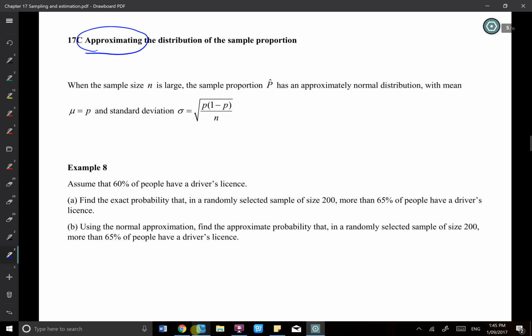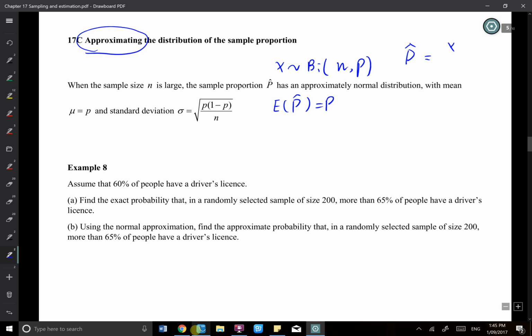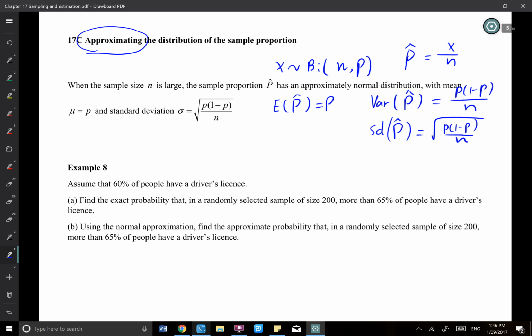So you know that the expected p hat is p, because x is binomially distributed with n comma p, and p hat equals x over n, and therefore expected p hat must be p. The variance of p hat is p(1 minus p) over n, and the standard deviation is the square root of that. Before, we used the x distribution to work on probabilities, but now I'm not jumping back to x. I'll just use p hat.